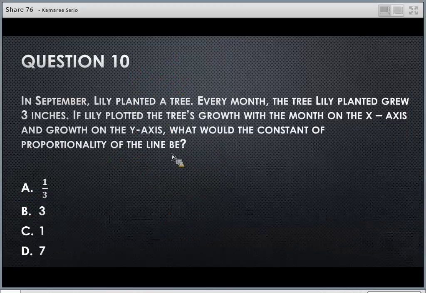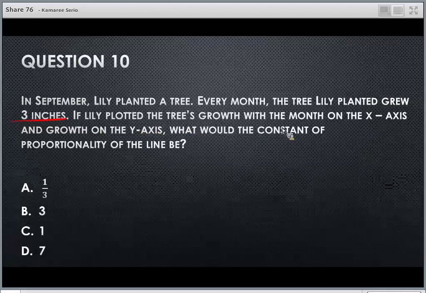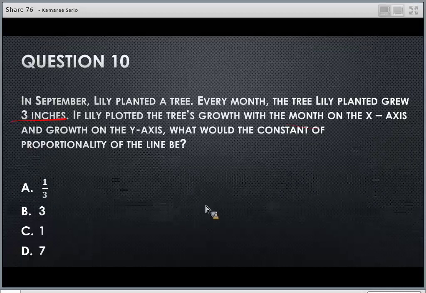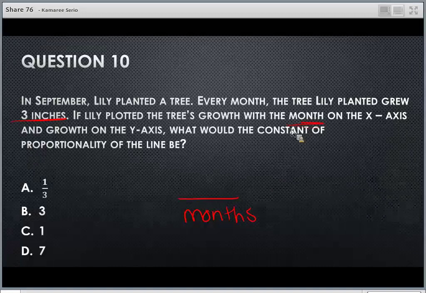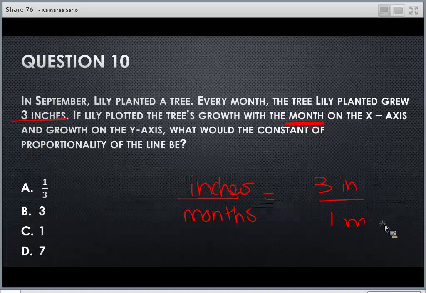Okay. In September, Lily planted a tree. Every month, the tree Lily planted grows 3 inches. If Lily plotted the tree's growth with the month on the x-axis and the growth on the y-axis, what would the constant of proportionality of the line be? Remember, time always goes on bottom. Time is months in this case, because we're talking about months, right? And your numerator is going to be how much it grew. So this is the inches, right? It grew 3 inches every 1 month. So this should be 3.